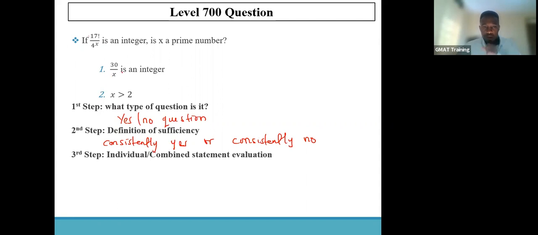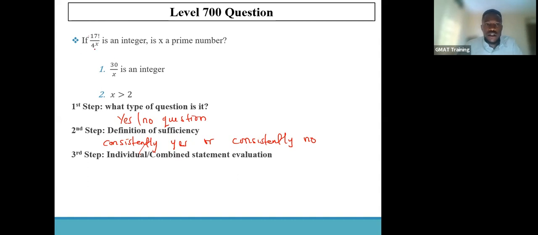If the first statement specifies several values, and all of them are actually prime numbers, then we would respond to the question stem as consistently yes. But if it would yield situations where some of them would be prime numbers and others would not be prime numbers, then the statement becomes insufficient.